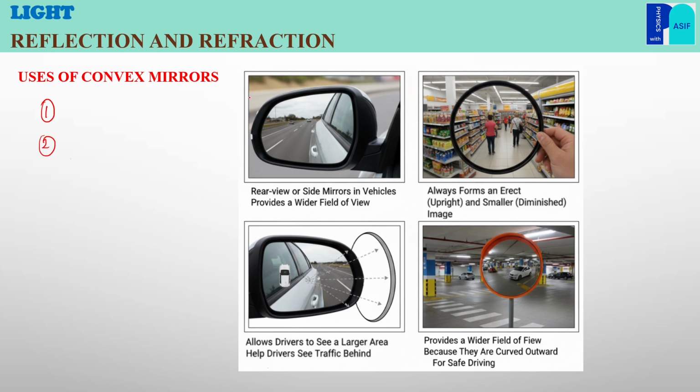The first one is, I think you might have seen, every vehicle is fitted with a mirror, that is a convex mirror. That means the convex mirrors are used as rear view mirrors in vehicles so that the driver can see a larger area behind and drive safely. They are also used in parking areas and shopping malls as they help people see around corners or wide halls, reducing the chances of accidents and ensuring safe movement of vehicles and pedestrians.